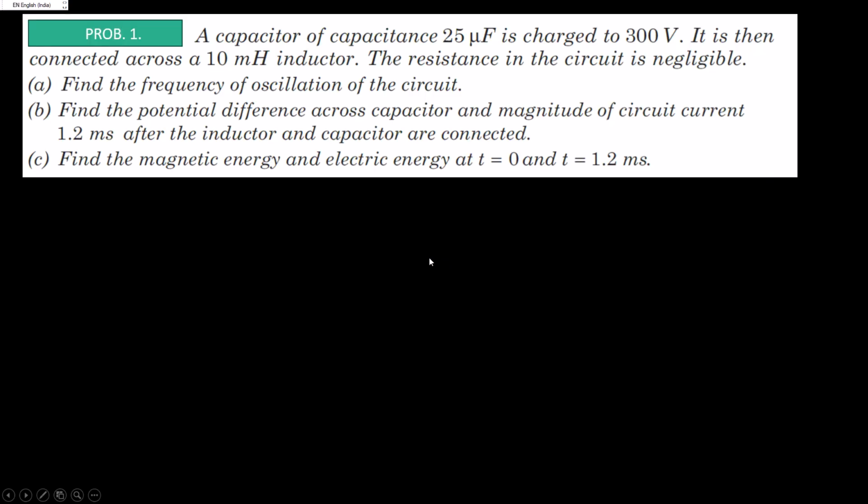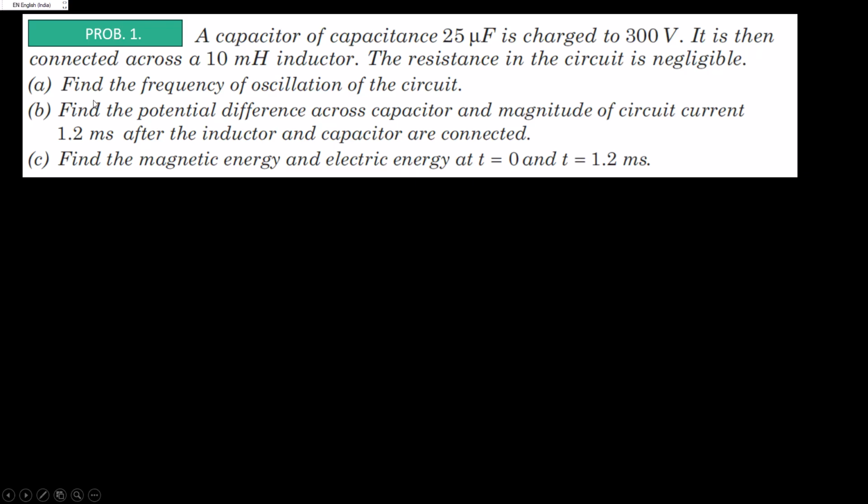Now we study a numerical problem to be clear about this oscillation. The problem reads: a capacitor of capacitance 20 microfarad is charged to 300 volt. It is then connected across a 10 millihenry inductor. The resistance in the circuit is negligible, so there is no heat dissipation. Total energy is constant. Total energy means the sum of the potential energy of the capacitor and the inductor.